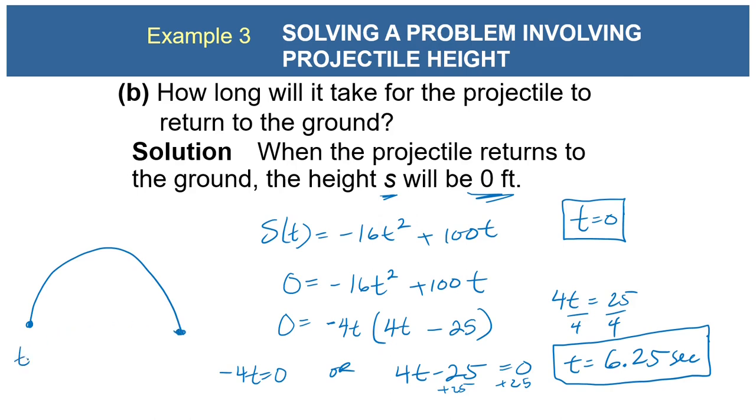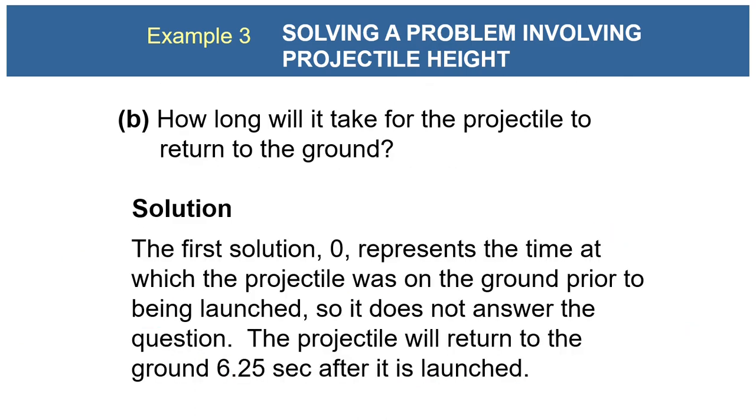Again, it makes sense when we start at t equals 0, we're on the ground. And then when we shoot it in the air, it'll take 6.25 seconds to touch the ground again. The first solution, 0, represents the time at which the projectile was on the ground prior to being launched. So it does not answer the question. The projectile will return to the ground 6.25 seconds after it is launched.